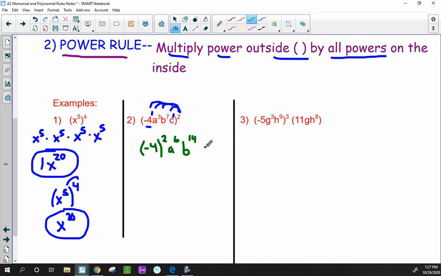You're going to drop your C down. You're going to multiply 1 times 2 and get 2. Okay, and then the last thing we need to do is just simplify this piece.